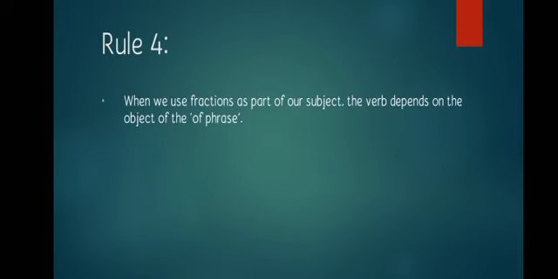Rule number 4. When we use a fraction as part of our subject, the verb depends on the object of the phrase. Here are some examples. 1/2 of the land was planted with corn. Next example. 1/3 of the houses were burned. In the first sentence, the object of the phrase is land, which is singular. Thus, the verb should also be singular. While in the second sentence, the object of the phrase is plural, the houses, thus the verb is plural also.